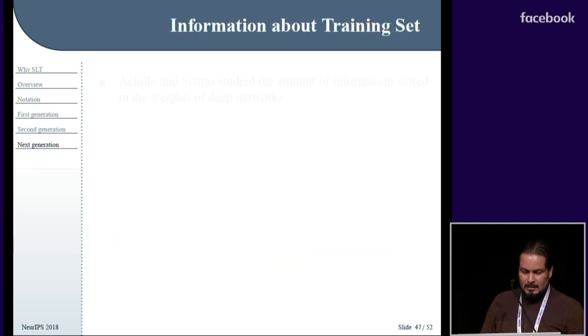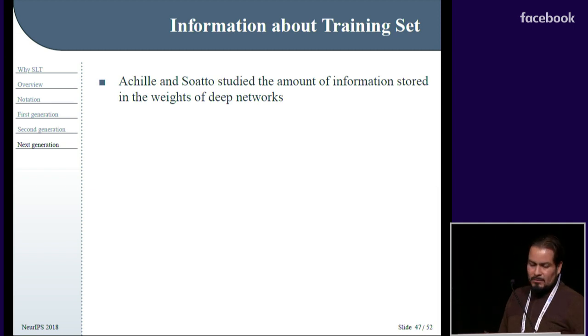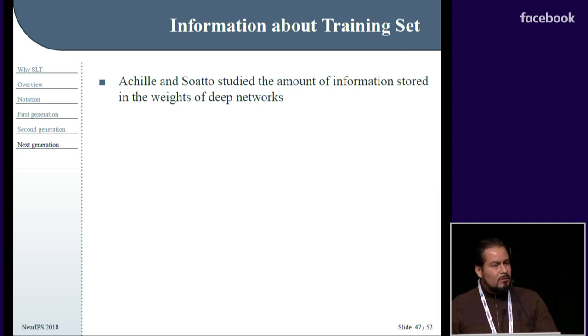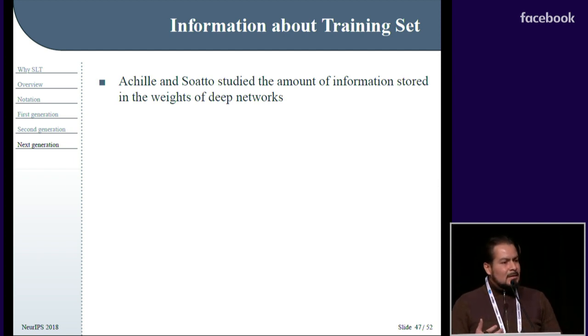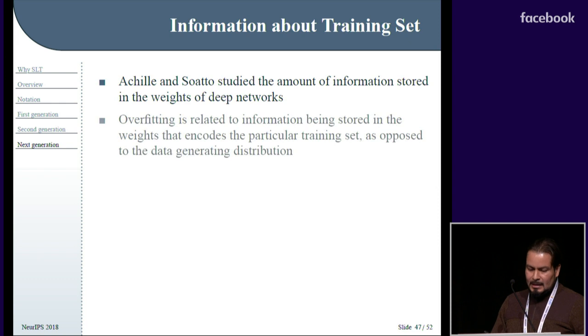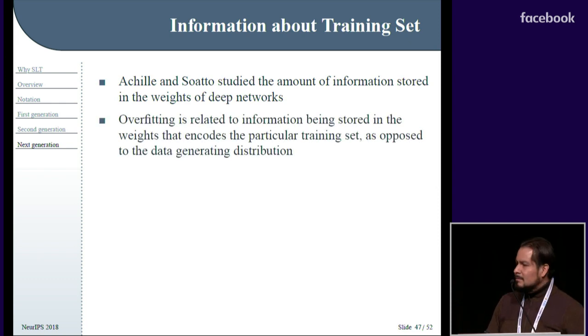Last but not least, there are some tools coming in from information theory that have been used by Achille and Soatto to capture the idea of how much information about the particular training set is stored in the weight vectors learned by a neural network. The idea is that overfitting, which we learn to avoid, is related to your weight vector storing too much information about the particular data set. Ideally, your weight vector stores information about the data generating distribution itself, and that's when we have good generalization.